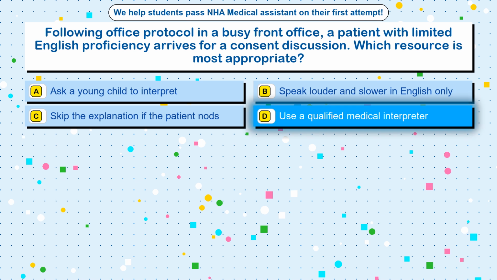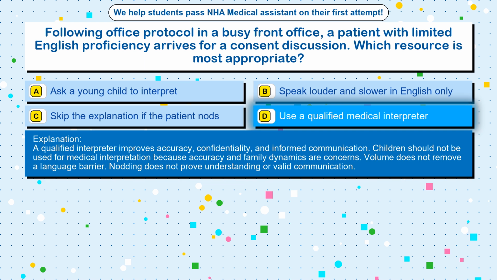The correct answer is option D, use a qualified medical interpreter. A qualified interpreter improves accuracy, confidentiality, and informed communication. Children should not be used for medical interpretation because accuracy and family dynamics are concerns. Volume does not remove a language barrier. Nodding does not prove understanding or valid communication.